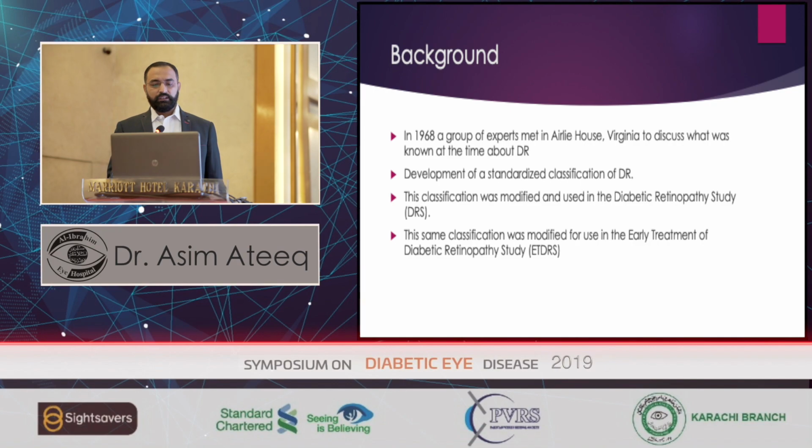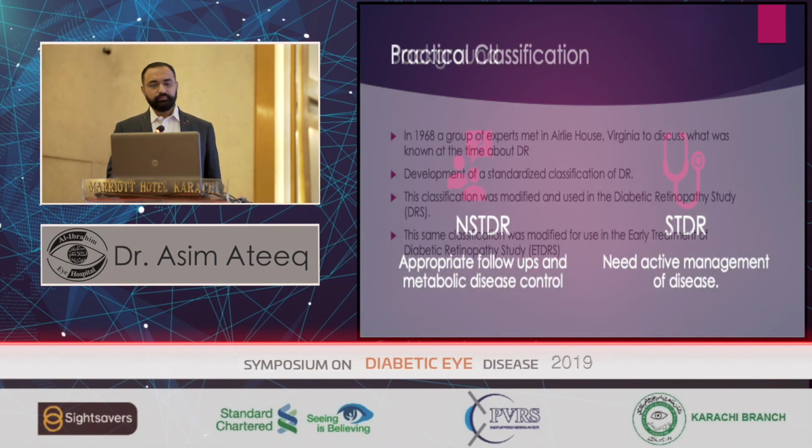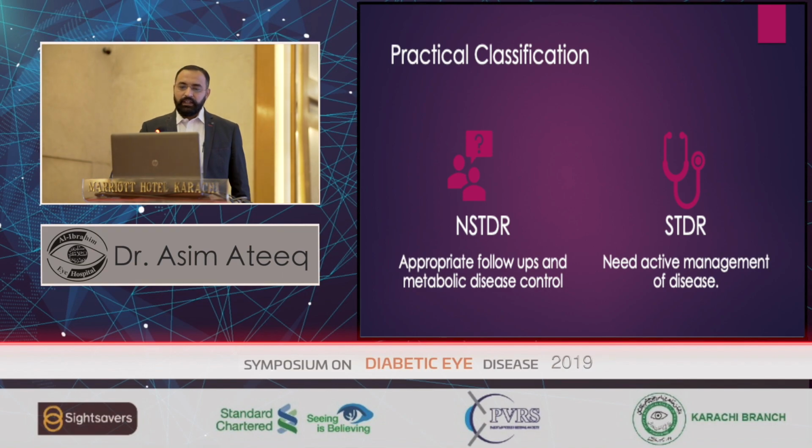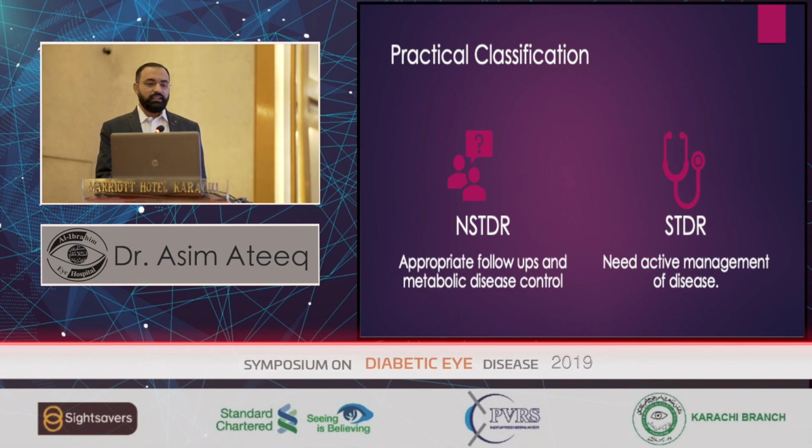The next classification was the Diabetic Retinopathy Study and then ETDRS, the Early Treatment Diabetic Retinopathy Study. For practical purposes, there are two classes, NSTDR and STDR. Non-sight-threatening diabetic retinopathy: you go for metabolic disease control and appropriate follow-ups. For sight-threatening diabetic retinopathy, we need active management of the disease in the form of injections, lasers, more frequent follow-up intervals, and obviously in the end surgery.